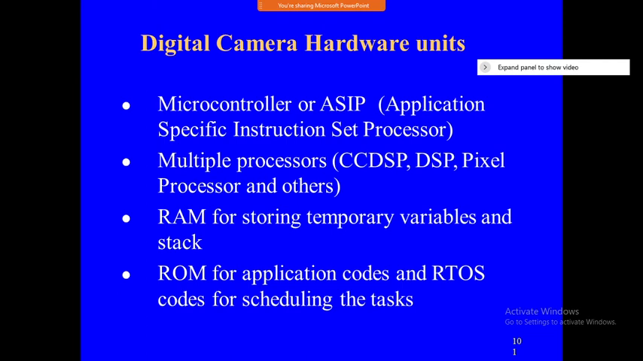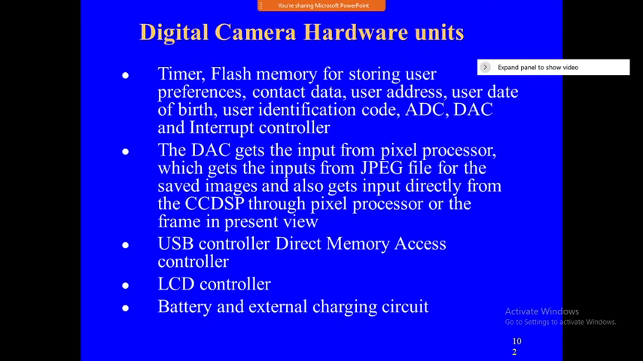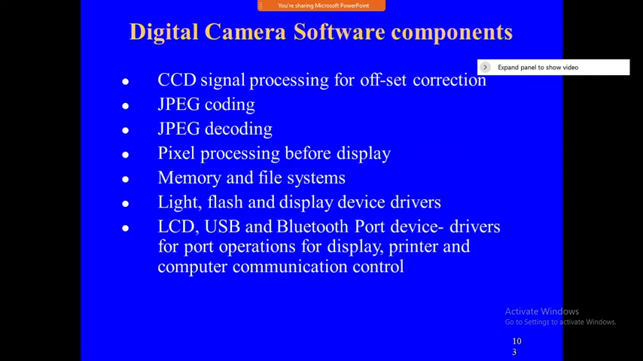Next are the digital camera hardware units. What hardware components are there? Microcontroller, ASIP, multiple processors, CCD, DSP, pixel processors, RAM, ROM, and timer will be there. These are the components. You have seen this; the same things will be there here.